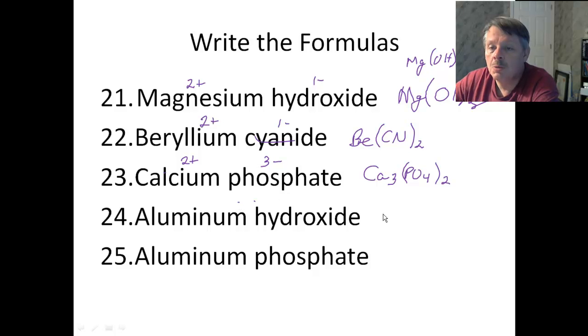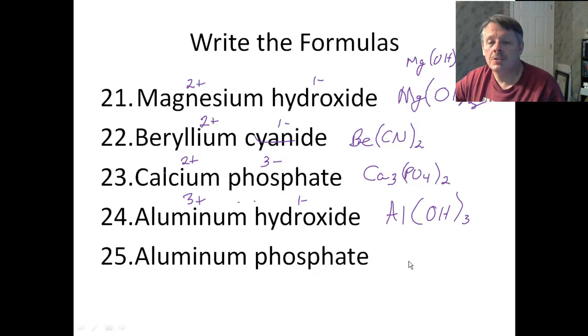How about aluminum hydroxide? Well, aluminum is Al. Hydroxide is OH. Aluminum has a 3 plus charge. Hydroxide has a 1 minus charge. When I crisscross them, I need 3 hydroxides. You must remember those parentheses, folks. It's Al(OH)3 with the 3 outside the parentheses.